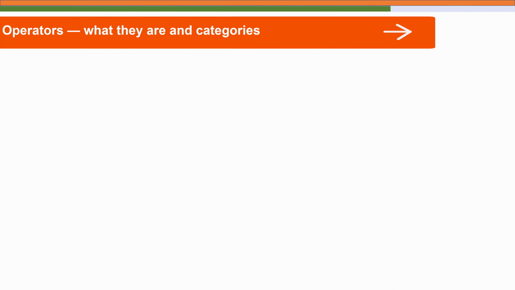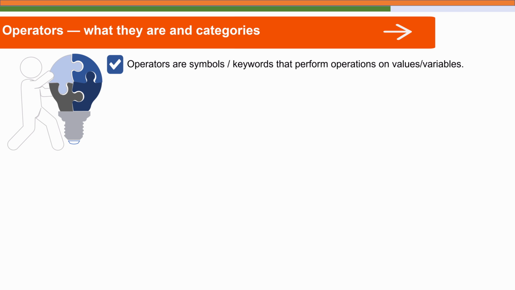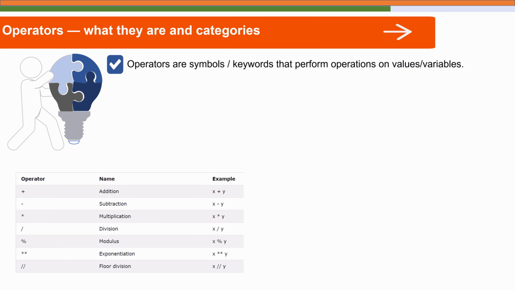Operators in Python let you manipulate data from simple math to logical decisions and bit level manipulation. So now let's take an overview of Python's main operators grouped by their purpose. On the left, we begin with the arithmetic operators. These handle basic mathematical operations.